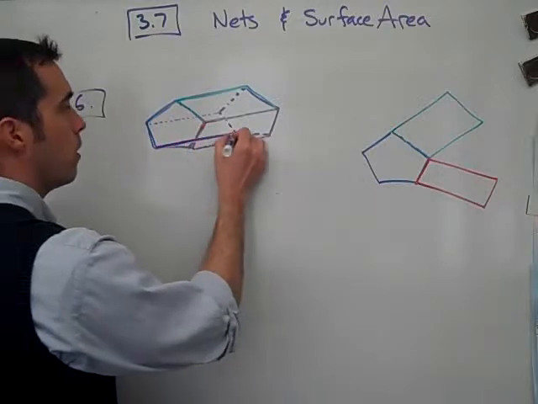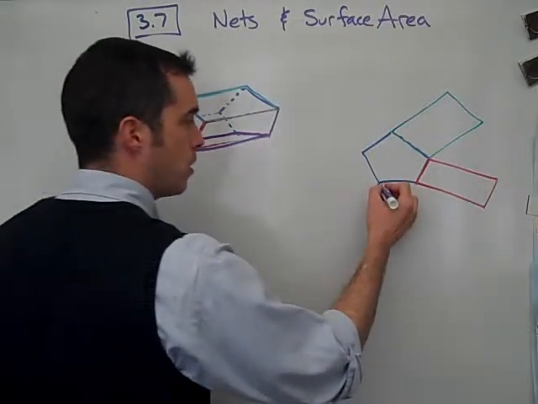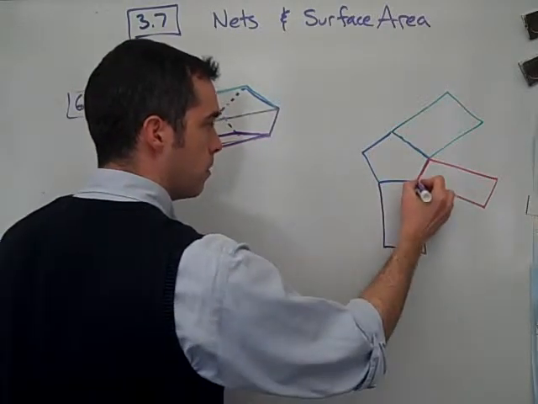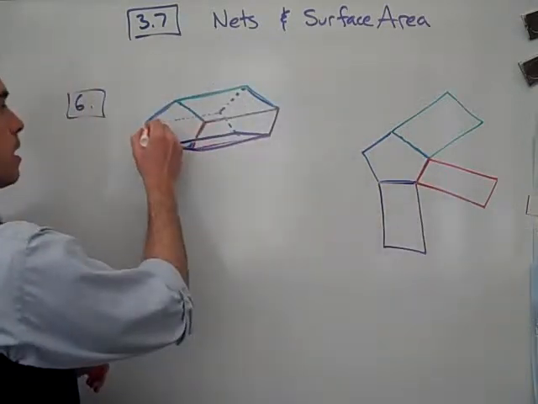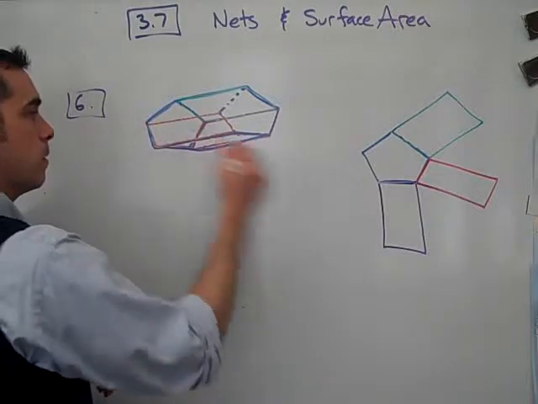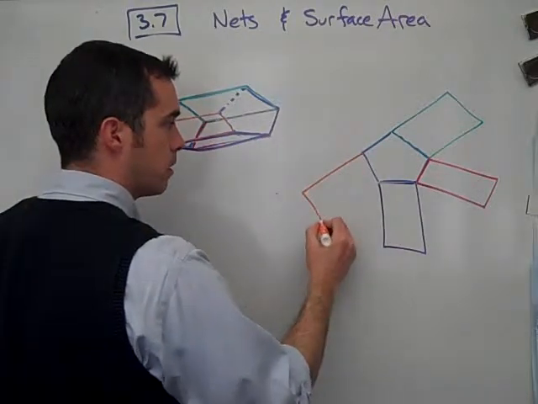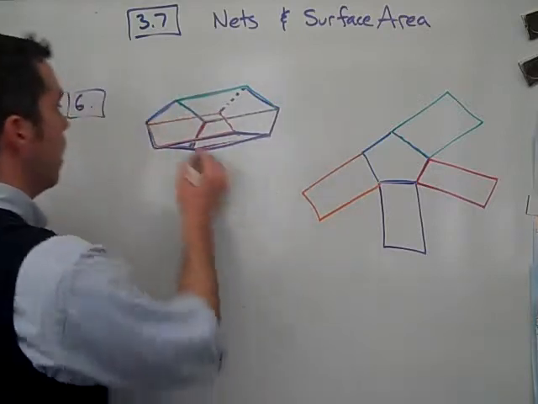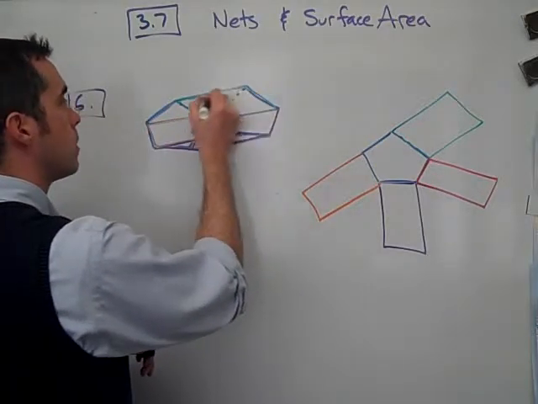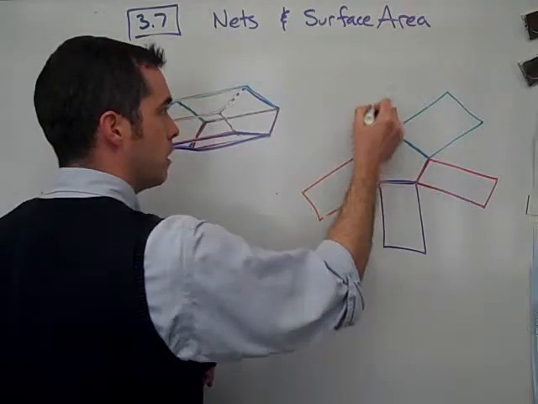I will draw this one in next. That would come down here. And then this back one would be here. And I am running out of colors. This one right here would be off to here.